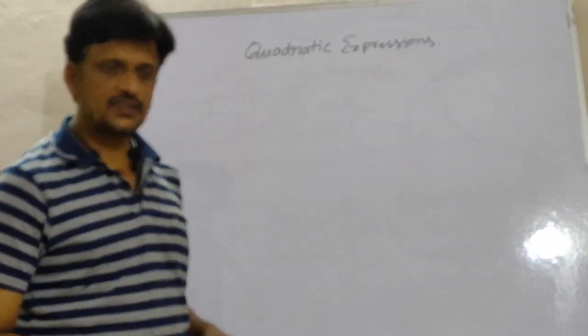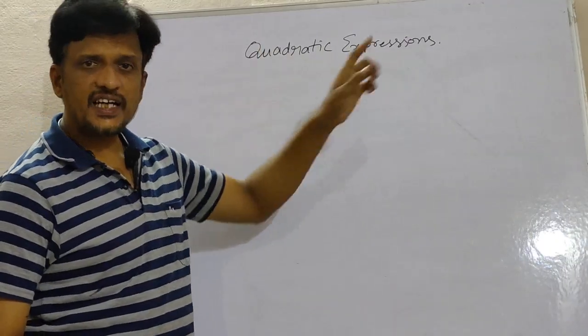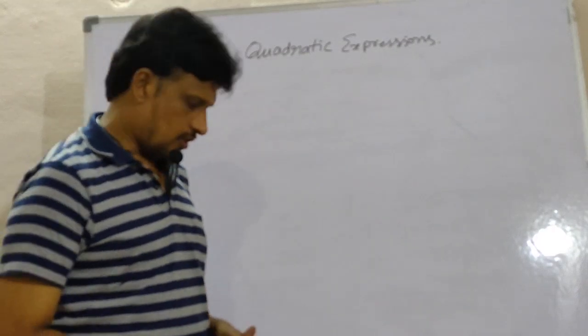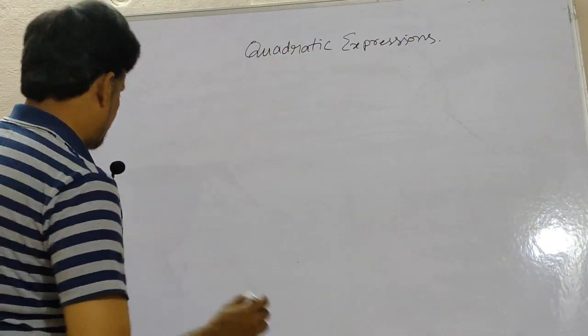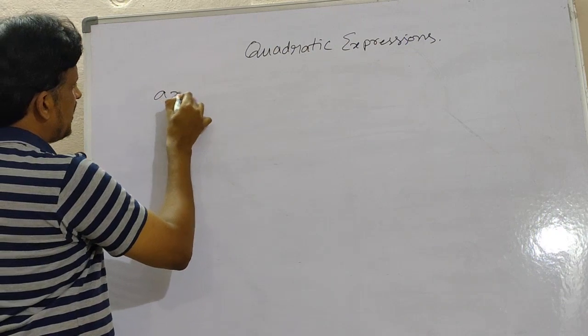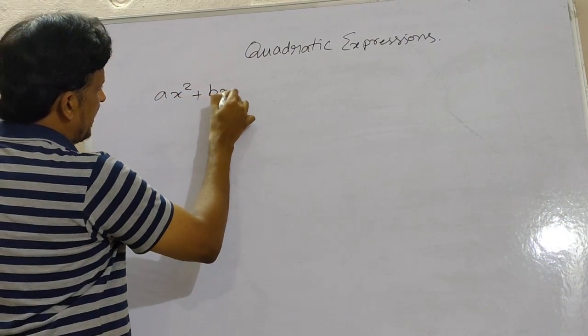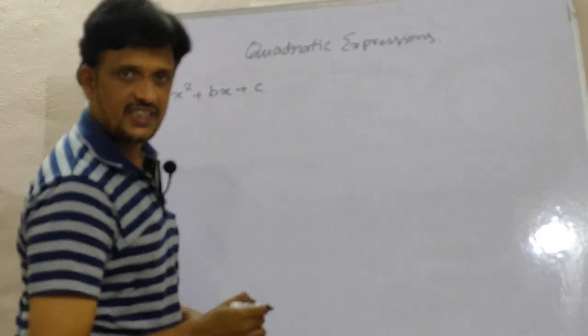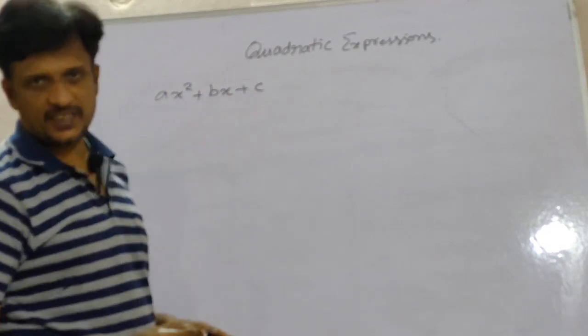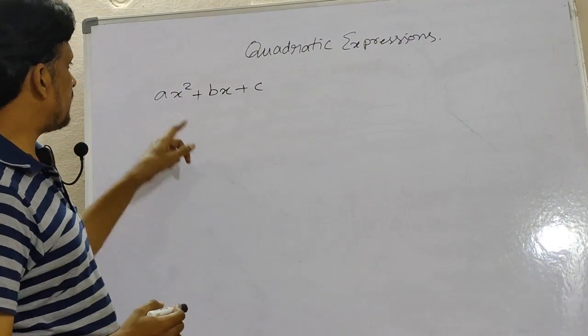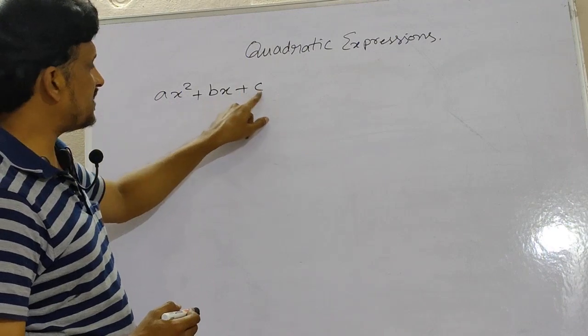So today's topic is quadratic expressions. So what is a quadratic expression? An expression of the form ax square plus bx plus c is called a quadratic expression. So this is in the form of ax square plus bx plus c.